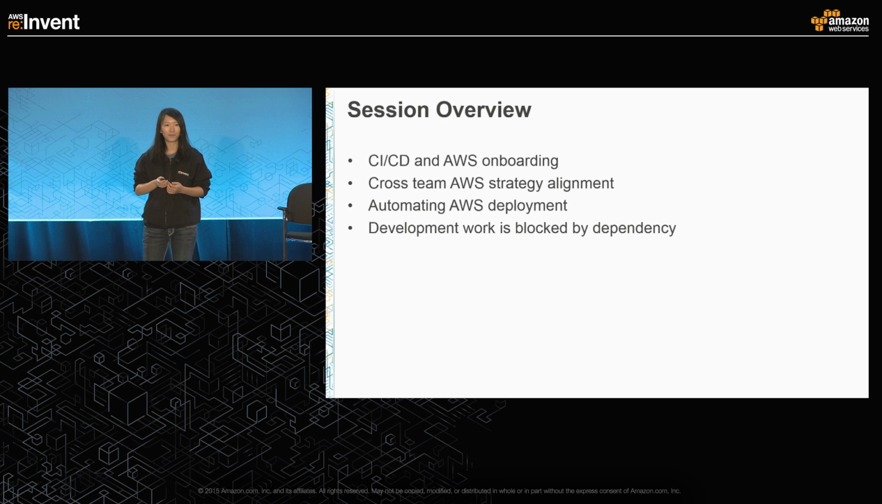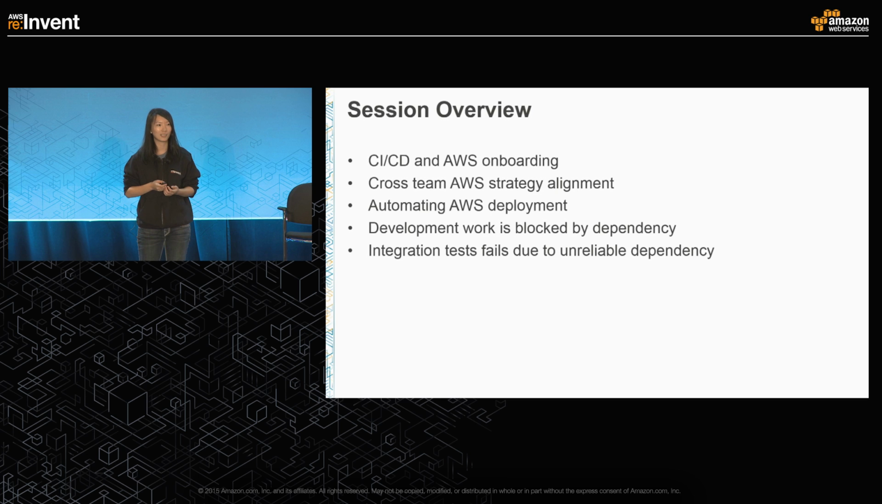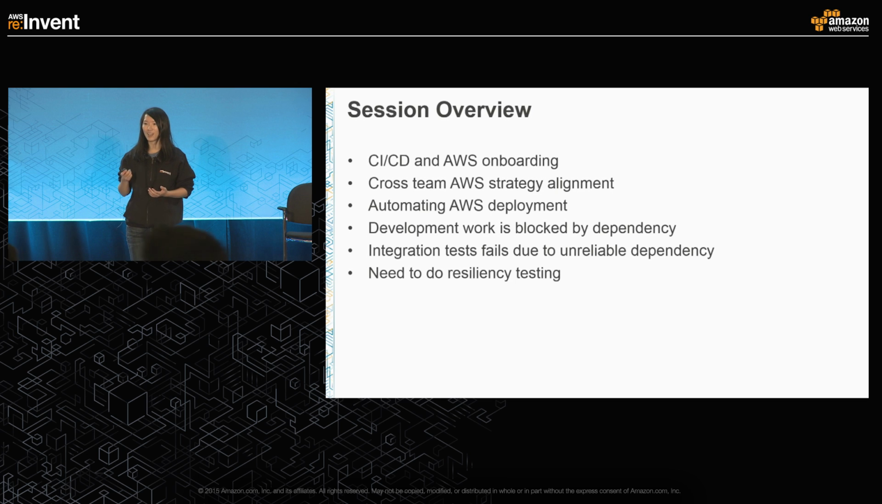If you're an engineering manager, your developers are blocked because the dependency servers are not ready or because they're buggy. We're going to talk about how we use Wiremock to stub the dependency and unblock your team. If you're a QE engineer, your integration tests failed because of the unreliable dependency server, not because they found a bug in the system or test. We're going to talk about how we use Wiremock to fix that. If you're an engineer, you're looking to do resiliency testing, which was really hard to do before because we don't control the dependency server. We're going to talk about how we use Wiremock to do fault injection and do that easily.